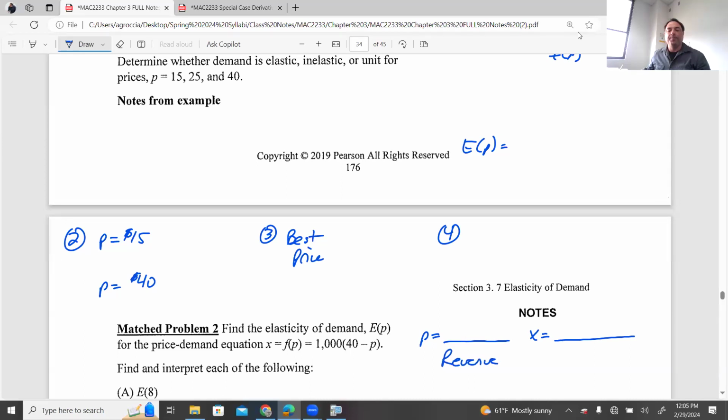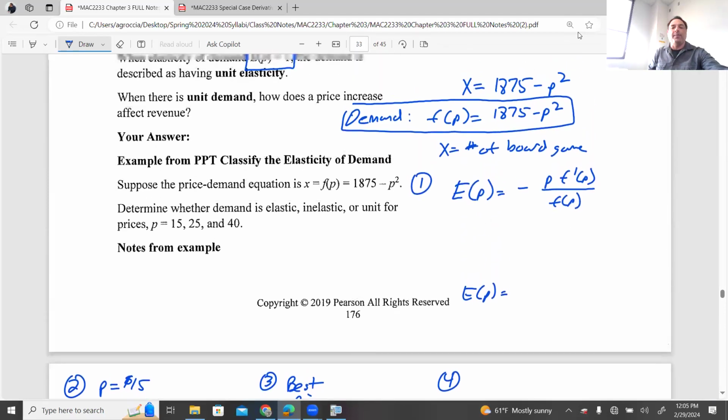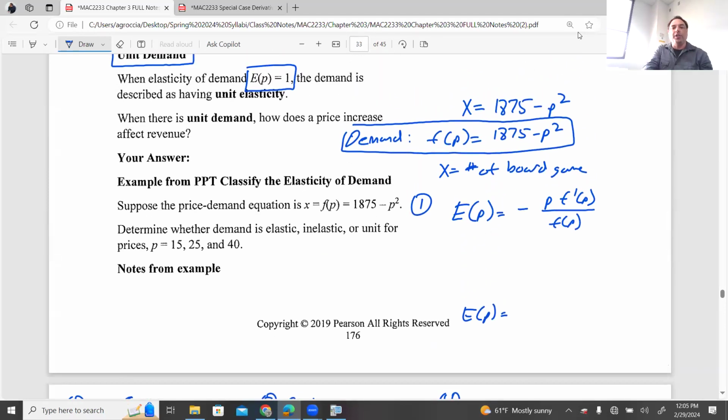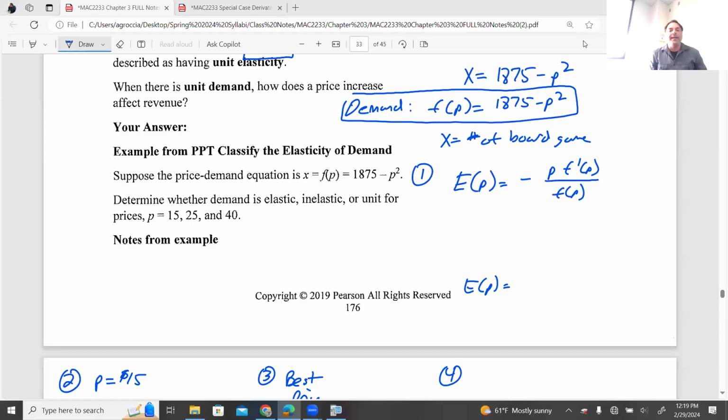Okay, so basically, just like last time, you're going to find the elasticity of demand function. You're going to tell me what happens at $15 a board game, what happens at $40 a board game. You're going to realize neither one's the best. Find the best price. Once you find the best price, I want to know the price, the demand, and the revenue. Bottom line, we're doing the whole thing again with a new problem. All right, so let's go ahead and get started.